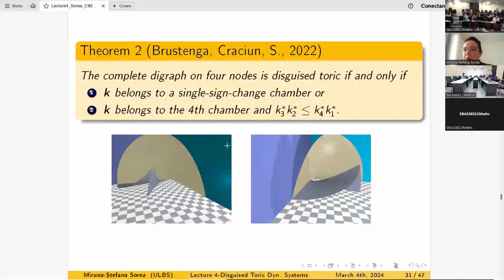if they are in the 4th chamber, just given by the inequalities there, we also need to impose this inequality in order to be disguised toric. And this completely characterizes the dynamics and the disguise. We found the whole disguised toric locus with this theorem.